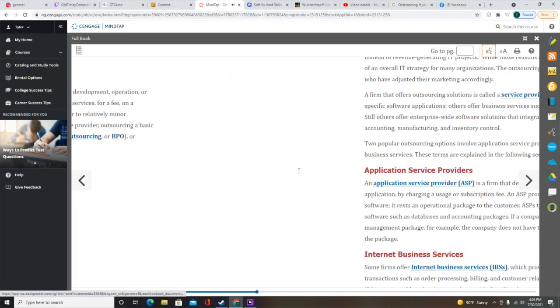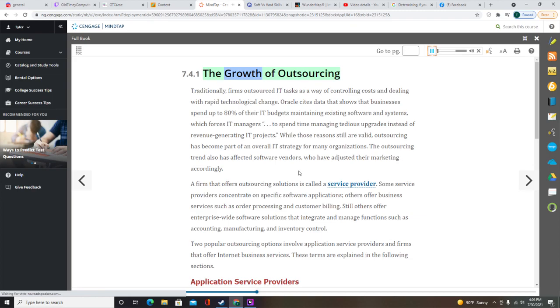The growth of outsourcing. Traditionally, firms outsourced IT tasks as a way of controlling costs and dealing with rapid technological change. Oracle cites data that shows that businesses spend up to 80% of their IT budgets maintaining existing software and systems, which forces IT managers to spend time managing tedious upgrades instead of revenue-generating IT projects. While those reasons still are valid, outsourcing has become part of an overall IT strategy for many organizations.